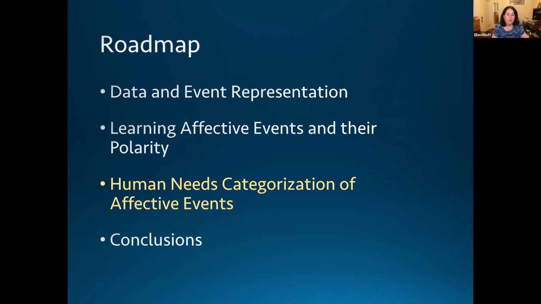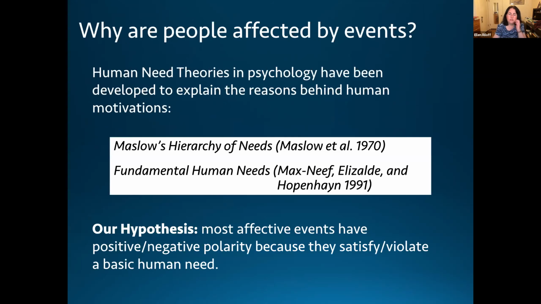And so we followed on that work, my student Haibo and I, by looking at human needs categorization as a way to further categorize these different types of events. I don't know how many of you are familiar with these. I wasn't familiar with it before, but there are human need theories in psychology that have been developed to explain the most common reasons behind people's motivations. The two most well-known are Maslow's hierarchy of needs, and the theory of fundamental human needs by Max-Neef et al.